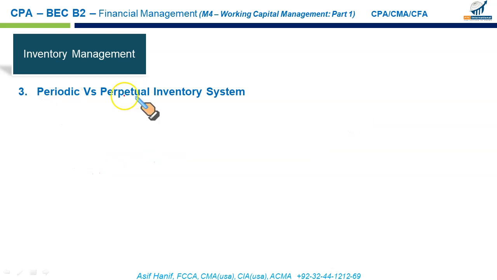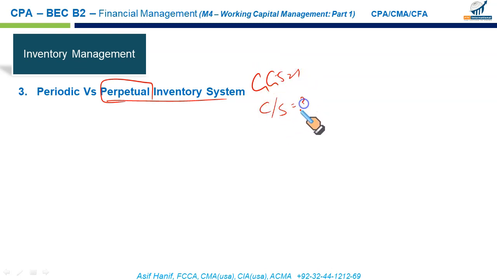But under the perpetual inventory system, perpetual means always updated. So under the perpetual inventory system, inventory is updated with every sale and every purchase, which means you will have your cost of goods sold available every time. You will have the value of your closing stock in inventory in the system every time. So your inventory is updated with every receipt, every purchase, every sale. You will always get an updated number from the system.